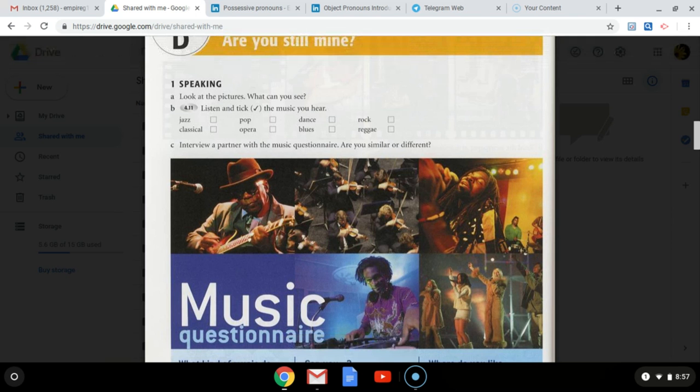So the homework will be given in our Zoom class. I'm going to give you an activity there, and it's going to be graded. It's a mix of possessive pronouns and object pronouns. So please don't miss our Zoom class and don't be late as well.